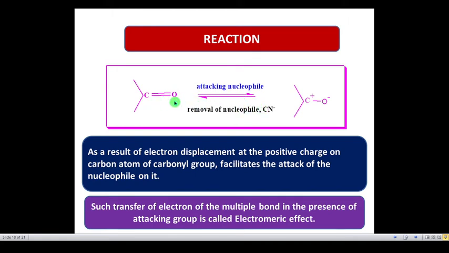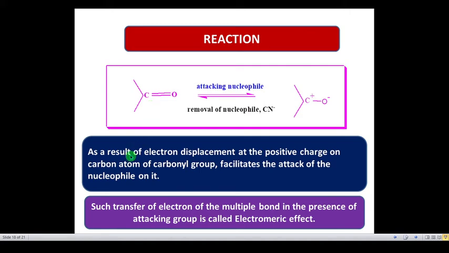Once the cyanide ion attacks this carbon, either this side or that side, what happens now? The pi bond is transferred to the oxygen. Once the electron pair is transferred here, carbon gains a positive charge because it is the donor and oxygen is the acceptor. So the donor becomes positive, the acceptor becomes a negative ion. Upon removing the attacking reagent, this effect reverts back to give our carbonyl compound again.